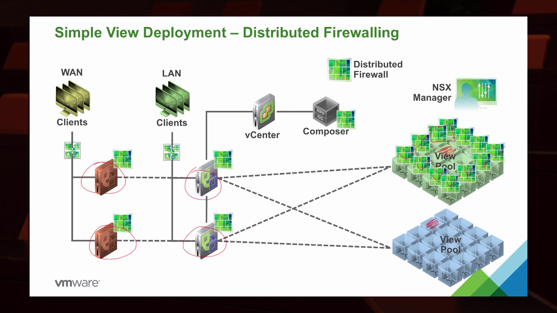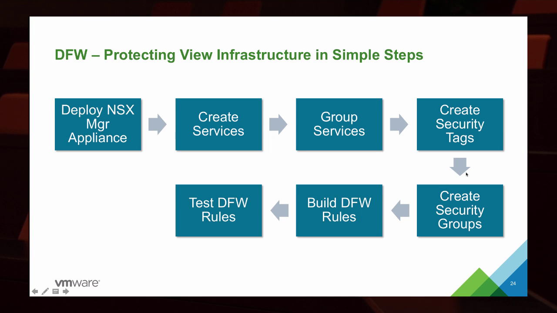So, some quick steps to walk through deploying a distributed firewall inside of the infrastructure. Obviously, you have the NSX Manager appliance, and that's going to be the first thing you do when you deploy NSX anyway, and it's really just a VM. You're then going to create services, which I'll show you an example of here in a second, and group them together so that you can create a security tag and a group for those services. And then just build a firewall rule to trigger based upon those services, and then go out and test your rules.